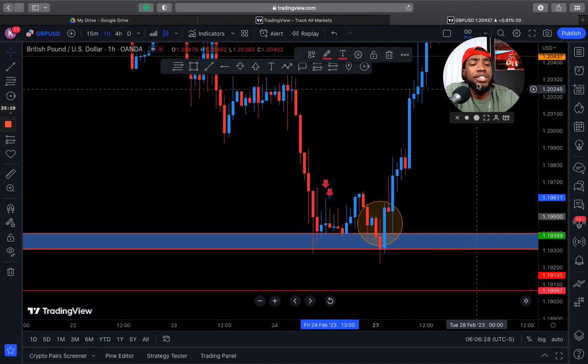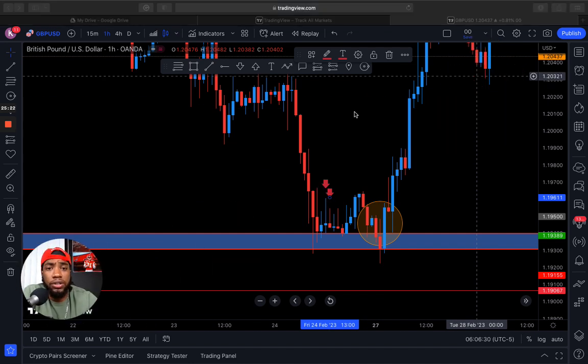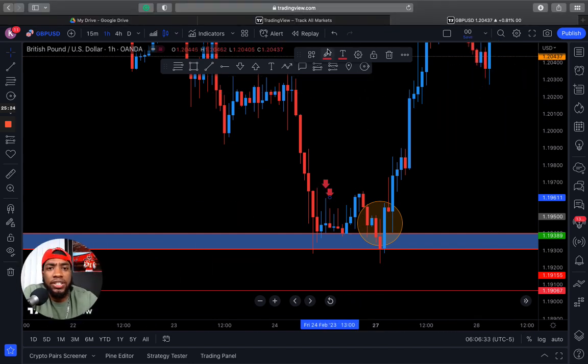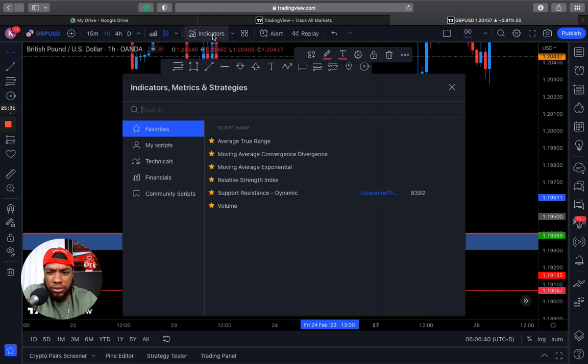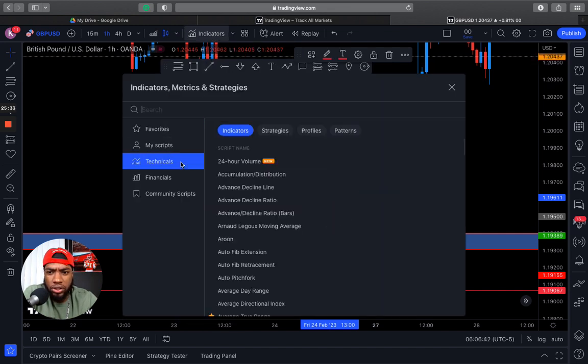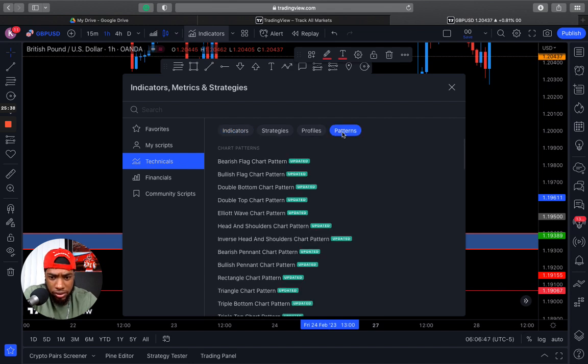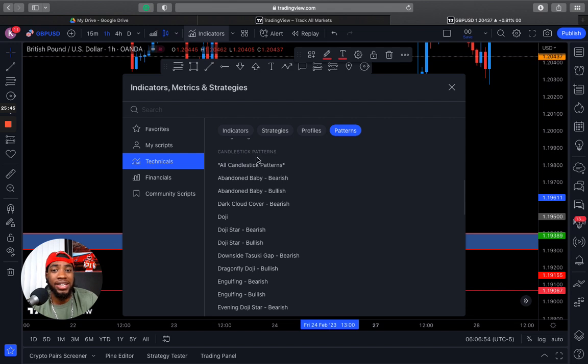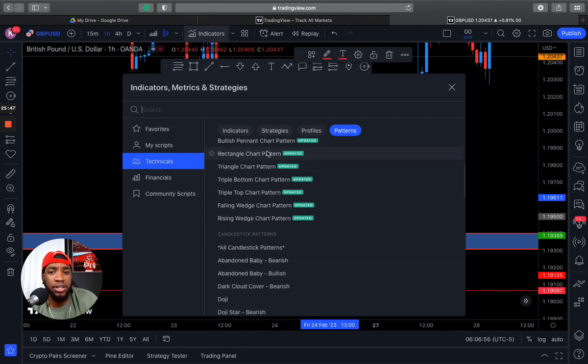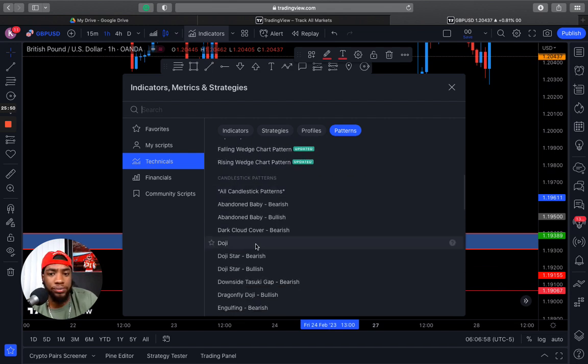Now, another easy way, if you are using TradingView, and I can move this down here now, another easy way to identify some of these patterns, or just kind of help you identify, is if you go to indicators, I believe, technicals, patterns. No. Yeah, and you go to patterns, you'll see, look, it has a part where you actually can identify certain patterns, right? So let's just select doji, for example.